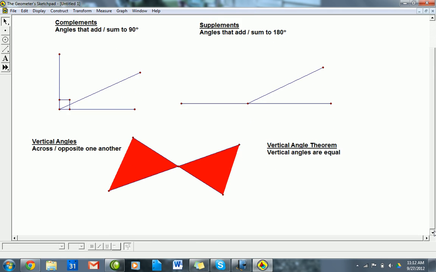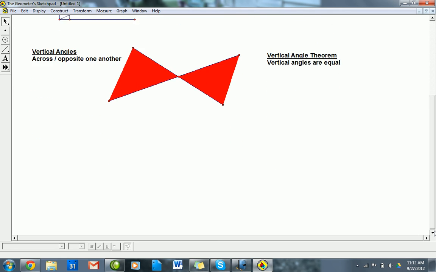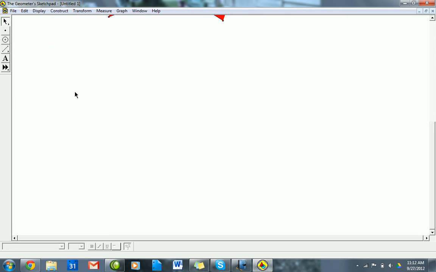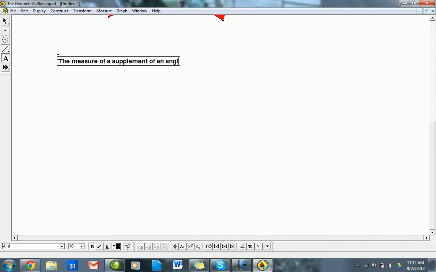Alright, so here's a little problem we can do. Let's start with a little word problem. The measure of a supplement of an angle is 12 more than twice, let's get crazy, the angle. Find the angle and the supplement.